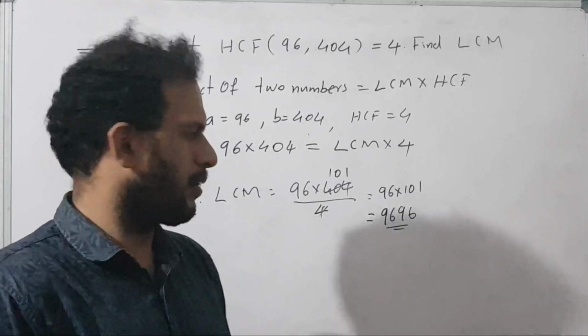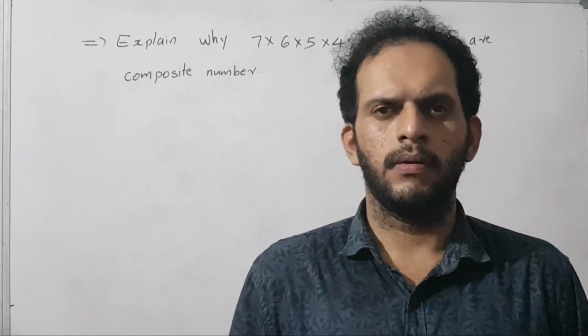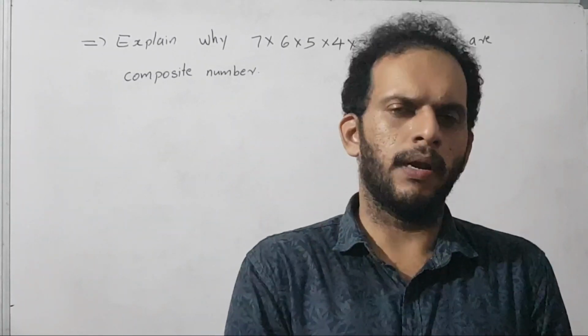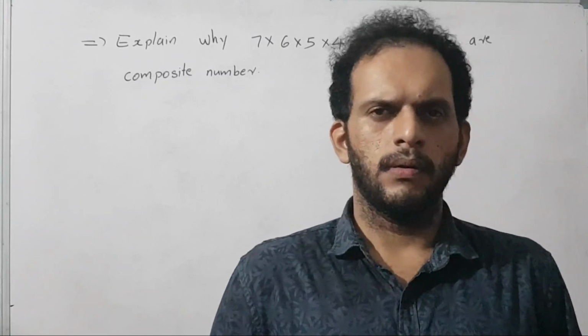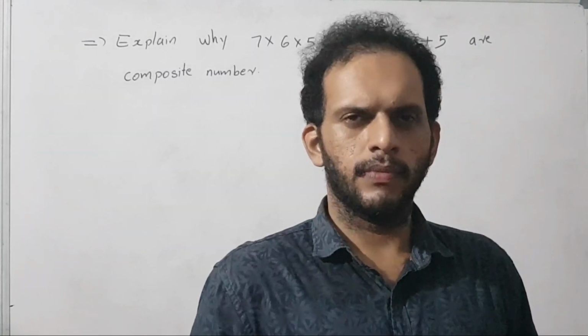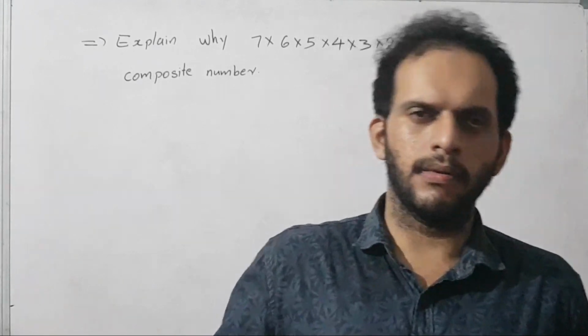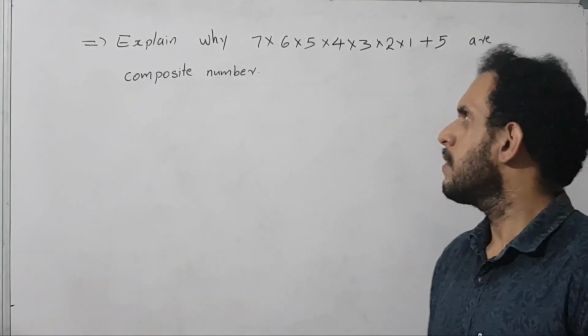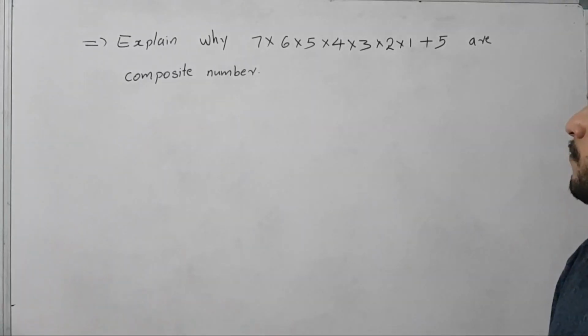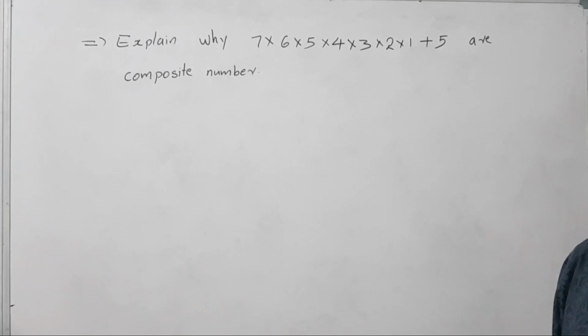I think you got it this one. Already we applied some properties of fundamental theorem and LCM and HCF. Here, the one more application of fundamental theorem, the question is like this. Explain why 7 into 6 into 5 into 4 into 3 into 2 into 1 plus 5 are composite number. Correct?